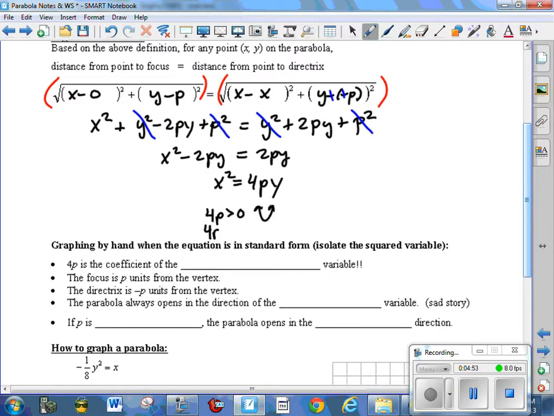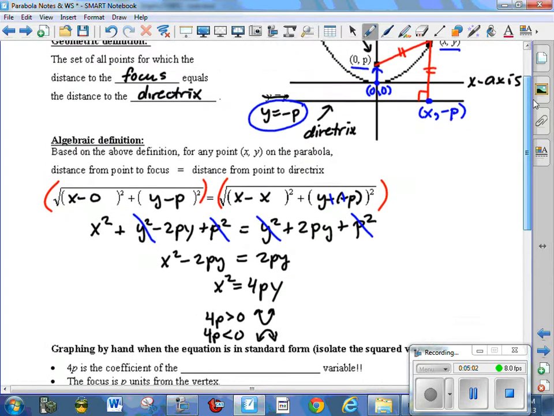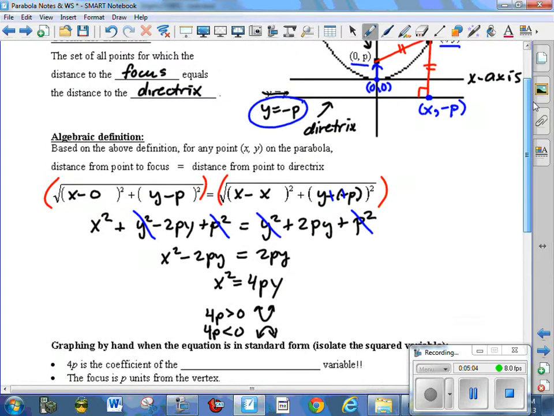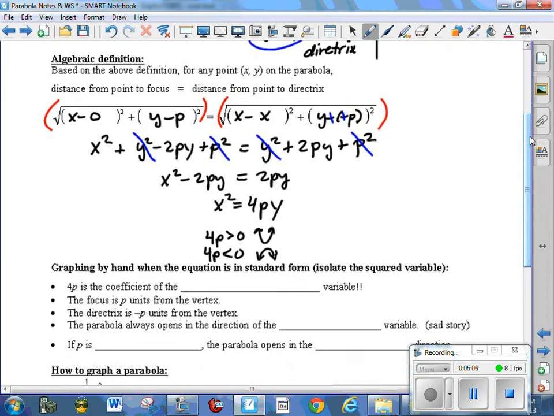If 4p is less than 0, it opens down. Now we could do the same thing with a parabola oriented to the left or to the right. It wouldn't be a function, but it's still a parabola. And if it's oriented to the left or right, then we would have y squared equals 4px.